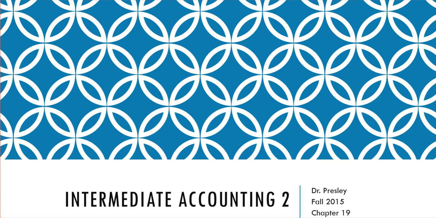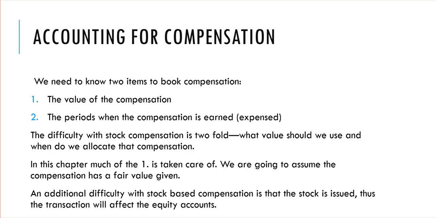So there's two parts to this module. One will be discussing that compensation, and the other part will be on earnings per share. So we are going to be talking about that equity compensation now. To book this compensation, you need to know the value of the compensation, and then you need to know the period of time in which the compensation is going to be expensed, and that is referred to as an earning period, and it is also referred to as a vesting period.